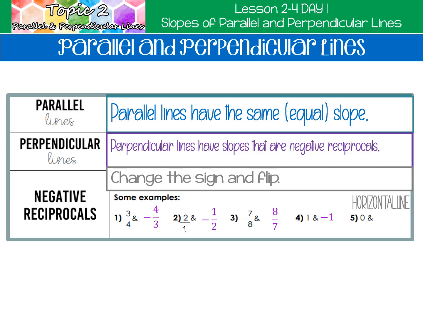0 is for a horizontal line. Undefined would be perpendicular to it because that would be a vertical line.